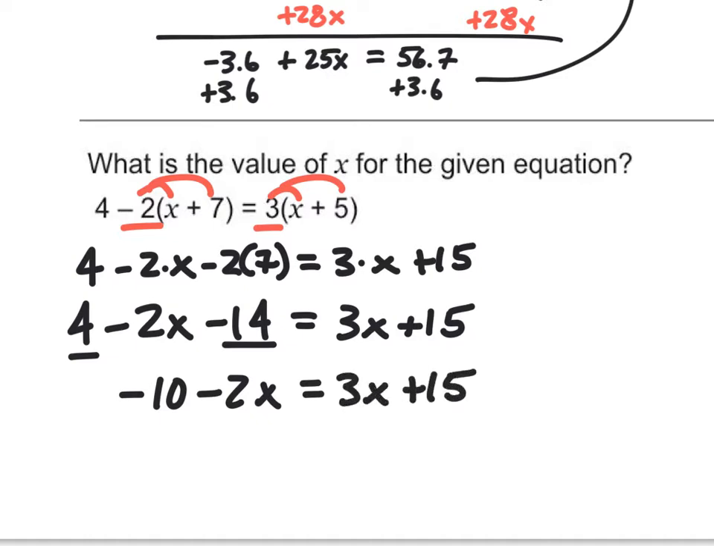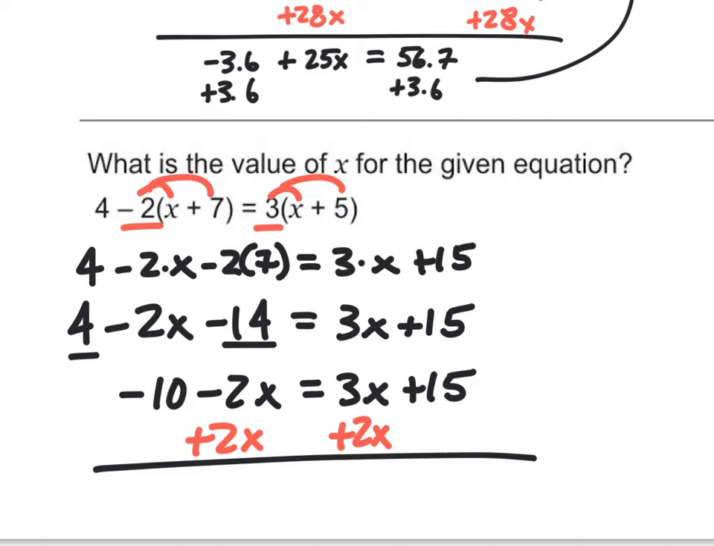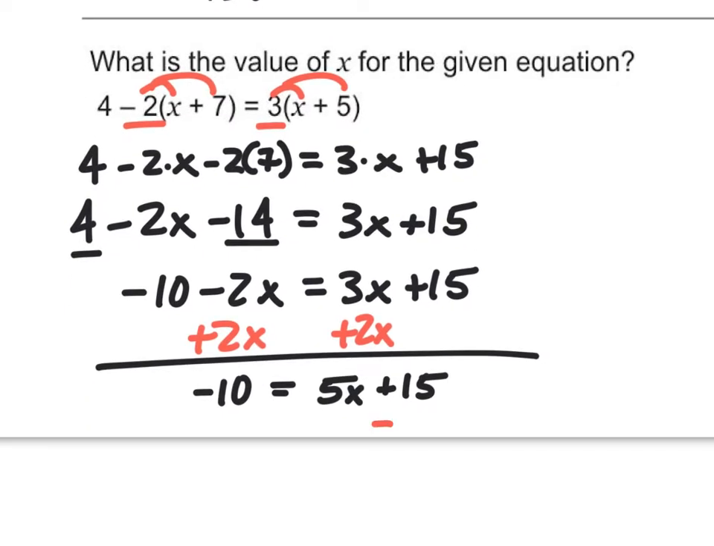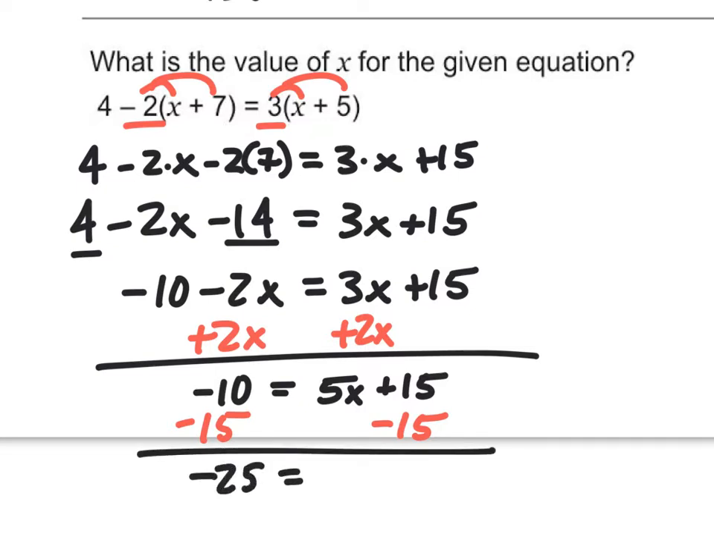Now I'm going to go ahead and just add 2x to both sides. I'm going to move it to the right side. It doesn't matter which side you move it to. That's going to give me negative 10 is equal to 5x plus 15. Now I'm going to subtract 15 from both sides, and that gives me negative 25 is equal to 5x. If I divide both sides by 5, then x is going to equal negative 5.